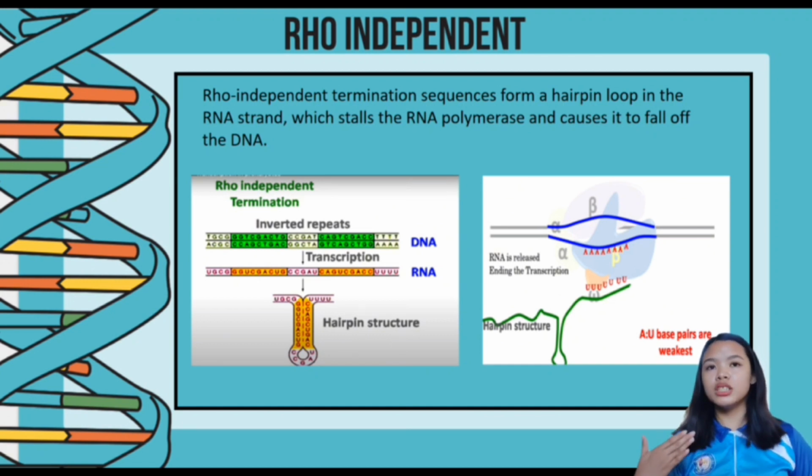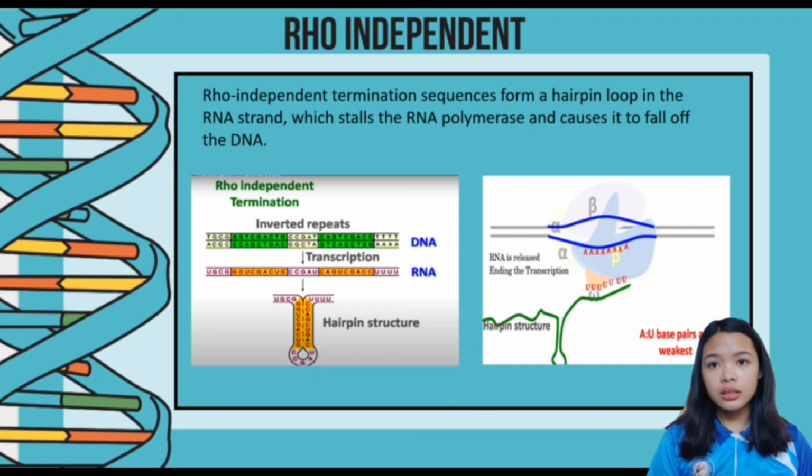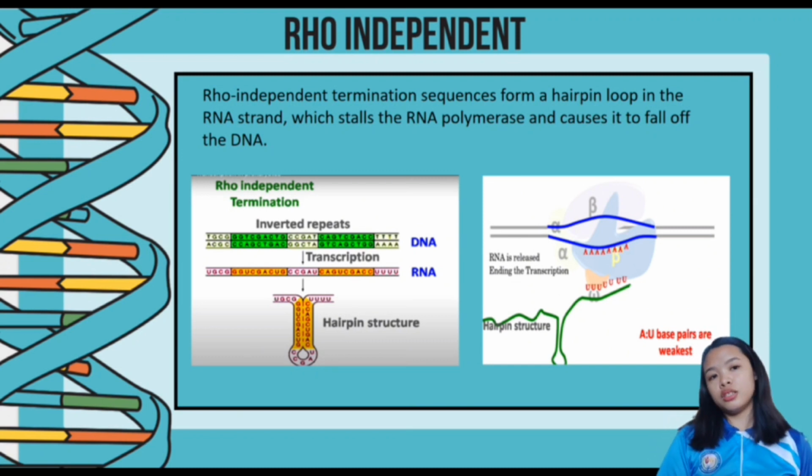So, during this sequence, it will form a hairpin loop in the RNA strand, which stalls the RNA polymerase and causes it to fall off the DNA. So, in this first picture, we can see the inverted repeats of the DNA. During transcription, it will form hairpin structures because guanine and cytosine connect, and uracil to uracil connect, in order to form a hairpin-like structure.